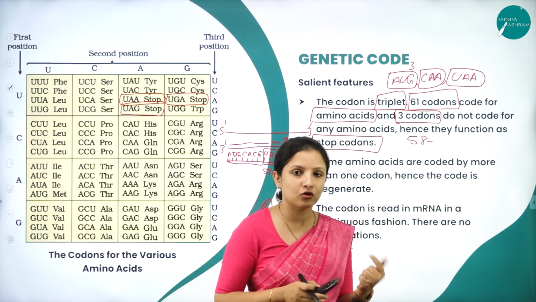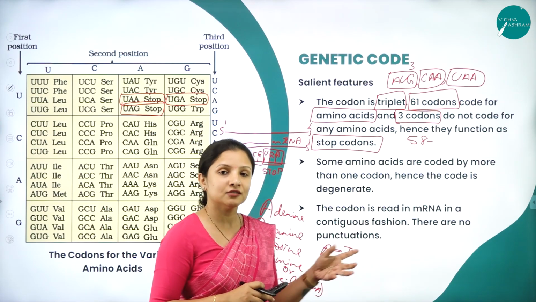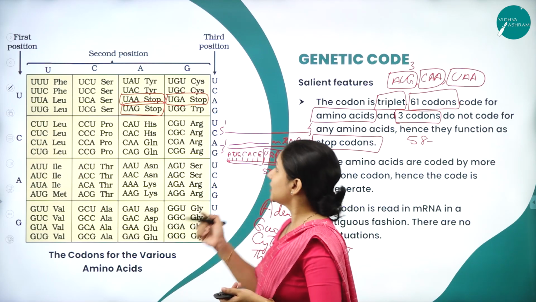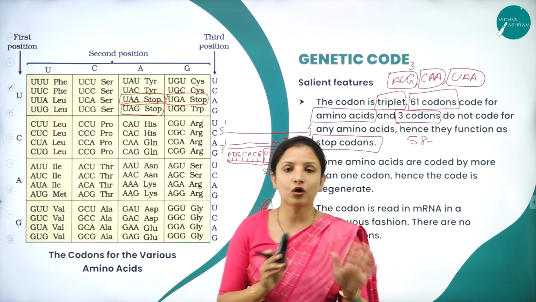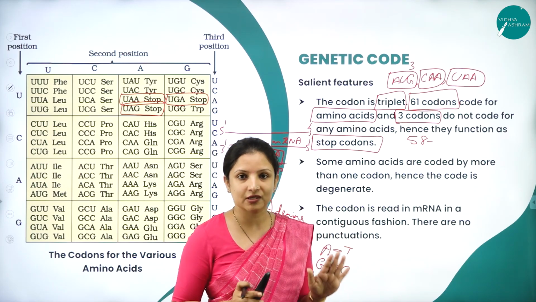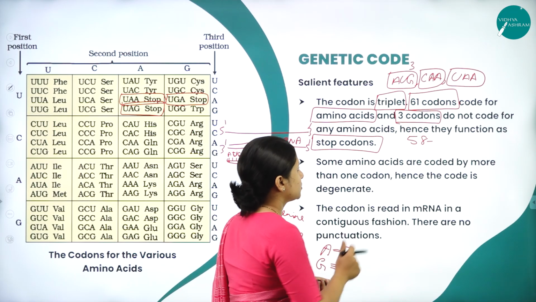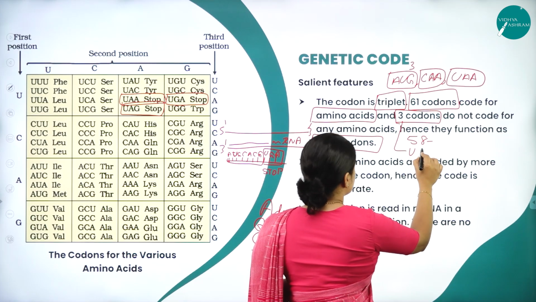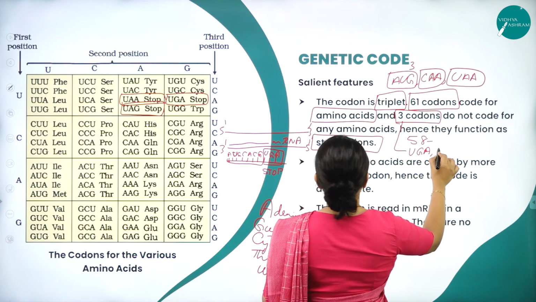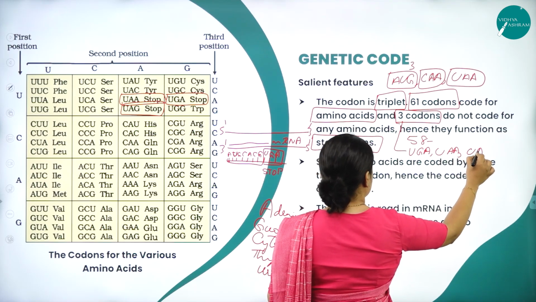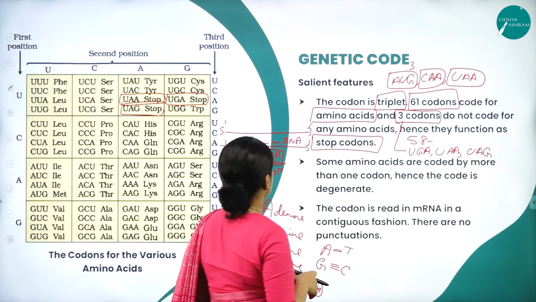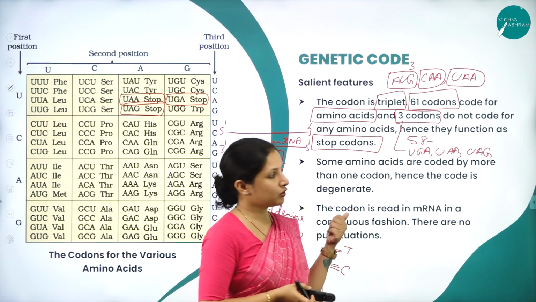So, there are start codons as well as stop codons here. The stop codons are these 3, UAA, UAG and UGA, and they do not code for any amino acid. Remember that, it's important for MCQ. So, what are the 3? UGA, then UAA and UAG. These are the 3 which act as the stop codons.